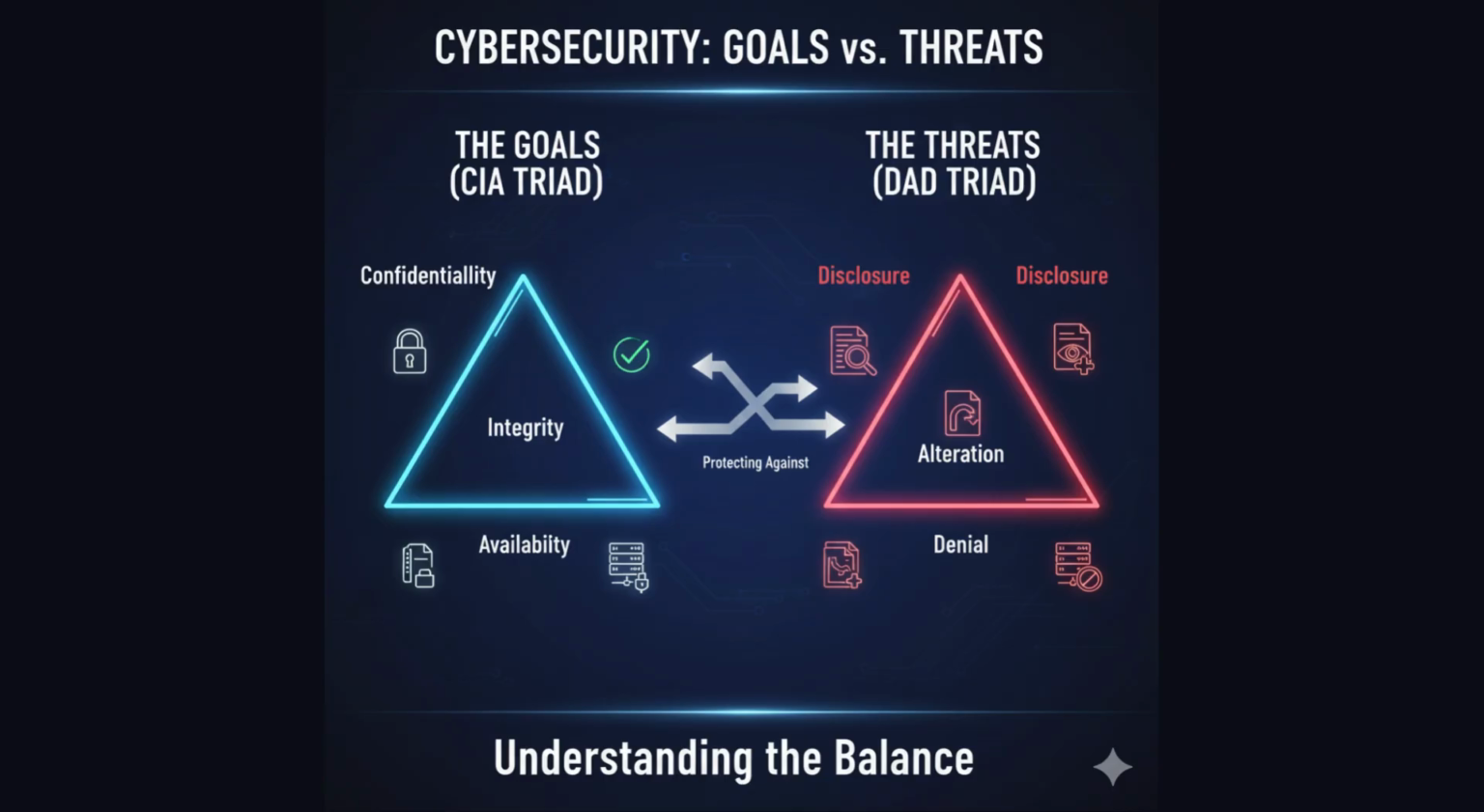The CIA and DAD Triads are the essential tools for planning and risk analysis. As a security pro, when you assess risk, for example on a company website, you simply ask, could this website lead to disclosure of sensitive data? CIA: confidentiality risk. Could an attack lead to unauthorized alteration of the information? CIA: integrity risk. Could an attacker disrupt the site, causing a denial of service? CIA: availability risk. Master these two triads, and you've got the foundation for every risk assessment you'll ever do.